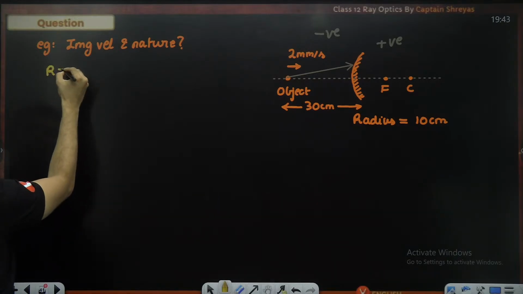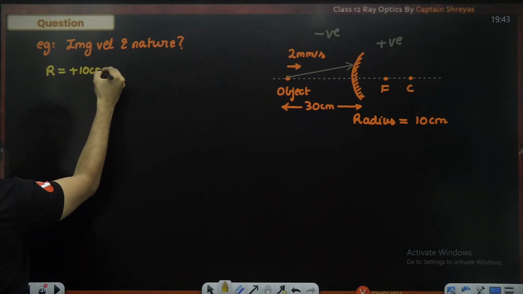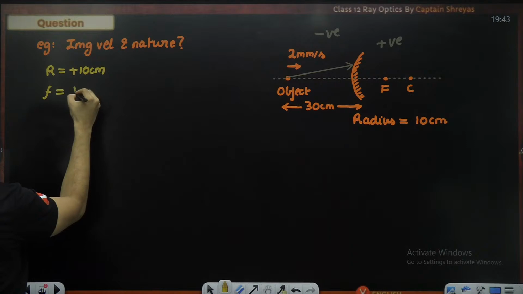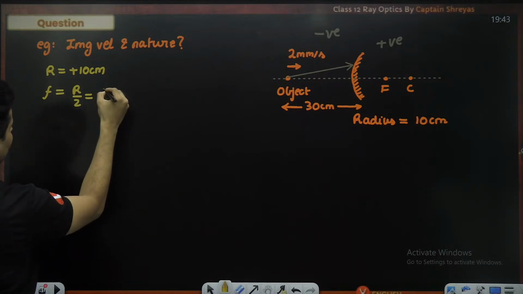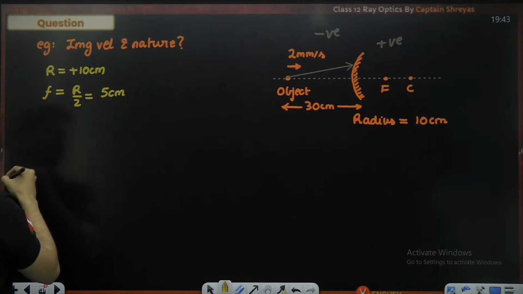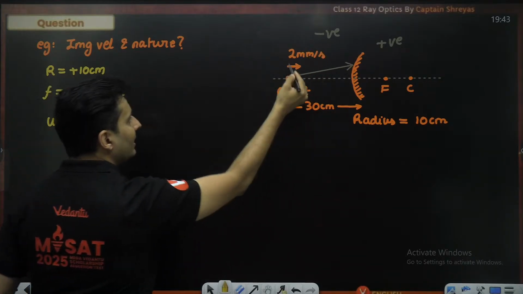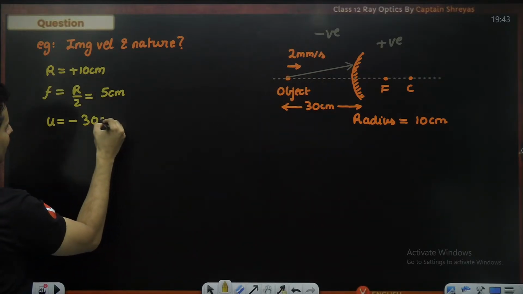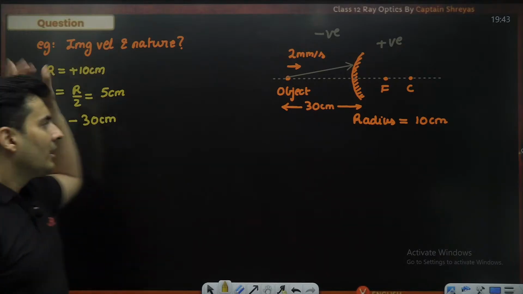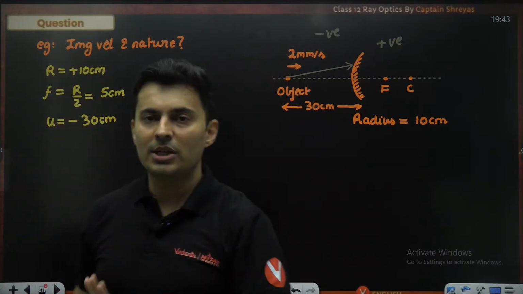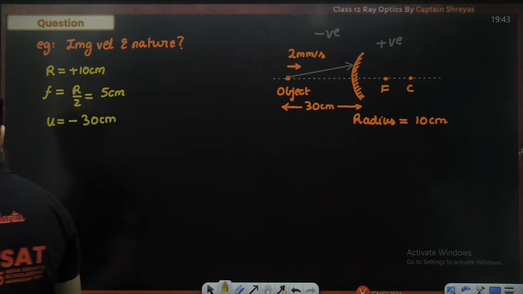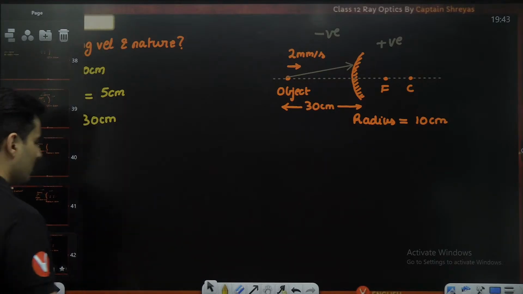Radius of curvature will be positive 10 centimeters. So focal length will be r by 2, so it will be just plus 5 centimeters. The object distance is going to be negative. It is on the negative side. So minus 30 centimeters. This is what I can interpret from the given information. Nothing more I can get. Now it's all about calculation. So let's go to the calculation part.